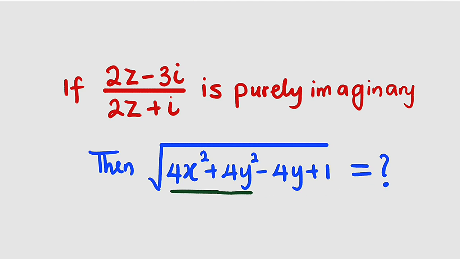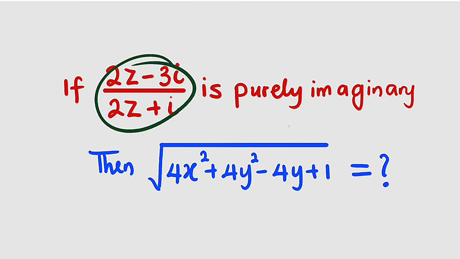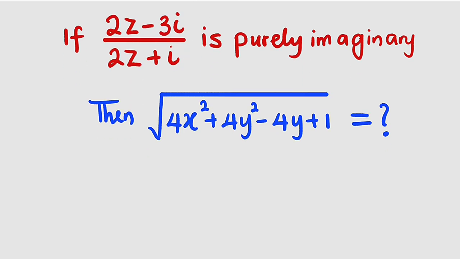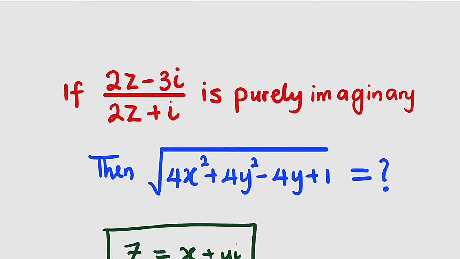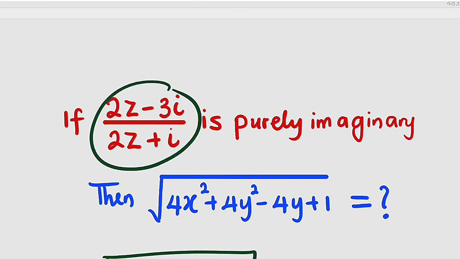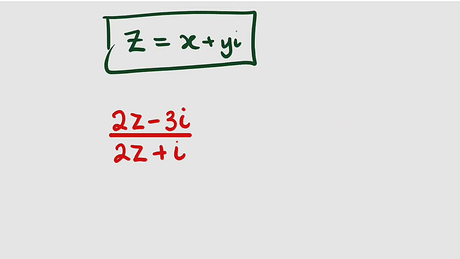Alright, let's get started. What does it mean for this complex number to be purely imaginary? It means that the real part is equal to 0. So first of all, let us simplify this. But what you should remember is that z is equal to x plus yi generally. So we are going to substitute this into our main expression. So this is our expression. We can now substitute z to be equal to x plus yi.